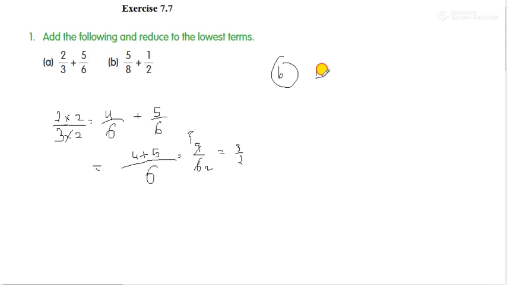So take 1 by 2 and multiply numerator and denominator with a 4. Here 4 divided by 8. So here 5 by 8 plus 4 by 8 equals, the denominator is 8. So 5 plus 4 equals, 5 plus 4 is 9 by 8.